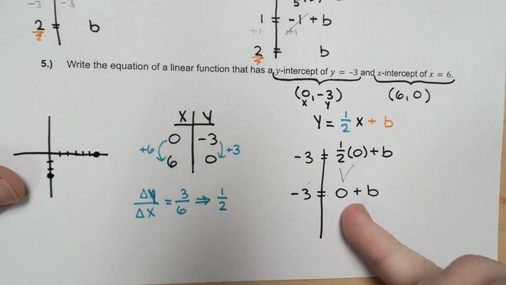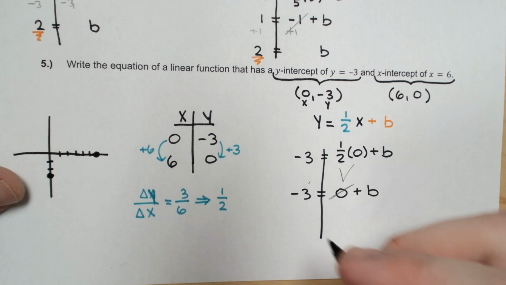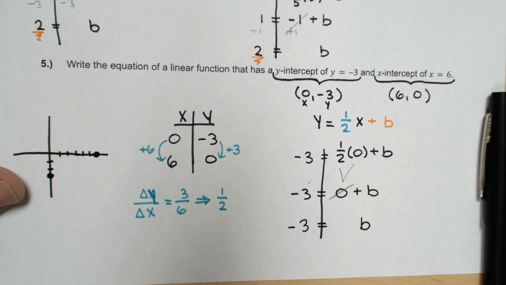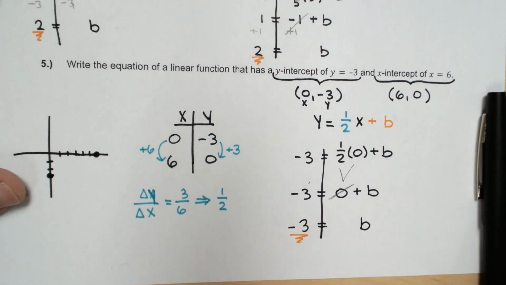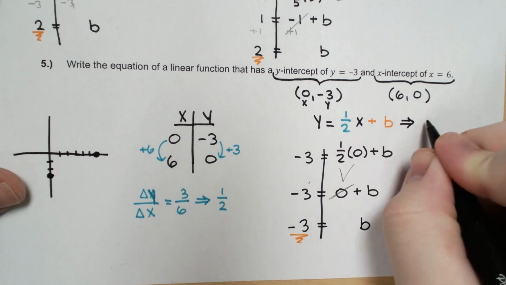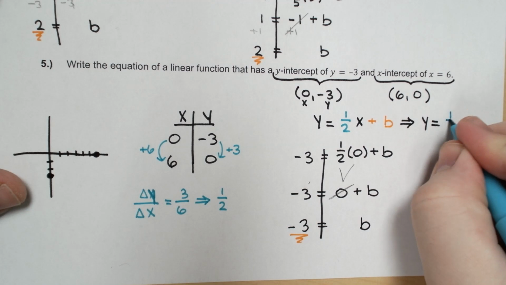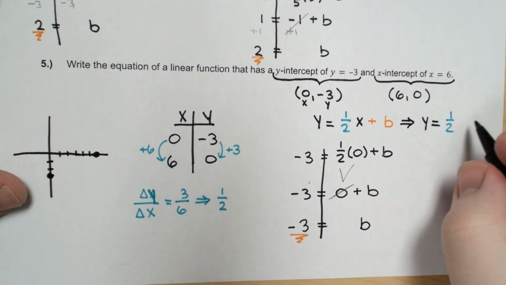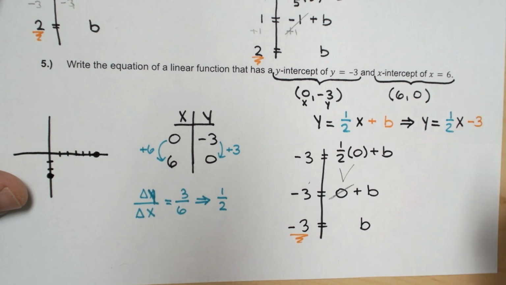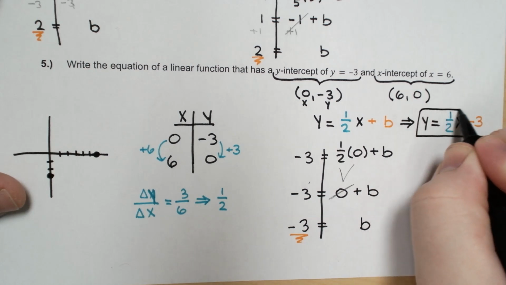And then you don't even need to subtract or add 0 to both sides. It's nothing. And so we say, oh, yes, yes, yes. The y-intercept is negative 3. And so we come back over here, and we say y equals 1/2 x minus 3. And that is great, because that's correct.